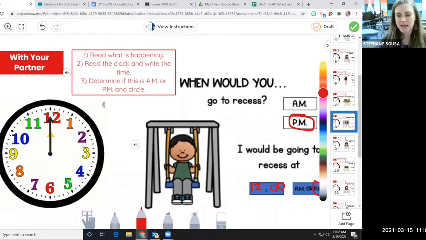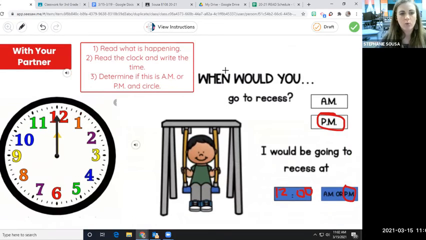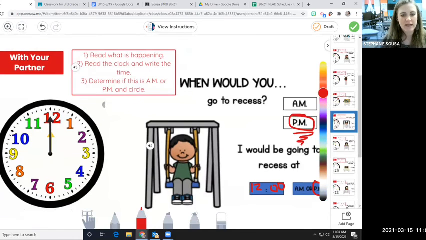Slide 8. Slide 8 is shown here. When would you go to recess? This clock is showing 12 o'clock. Hopefully you know that you are not going to recess at midnight, which would be AM when the day starts over. You're going to recess at the PM, that is in the afternoon, or in this case, right at noon. Questions, questions, questions. Okie doke.